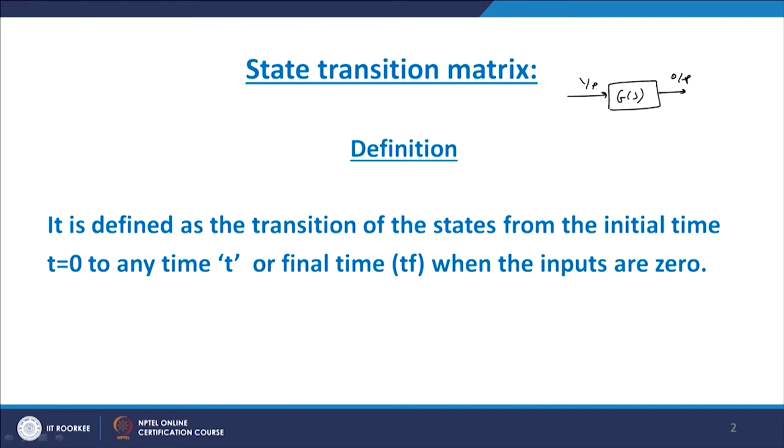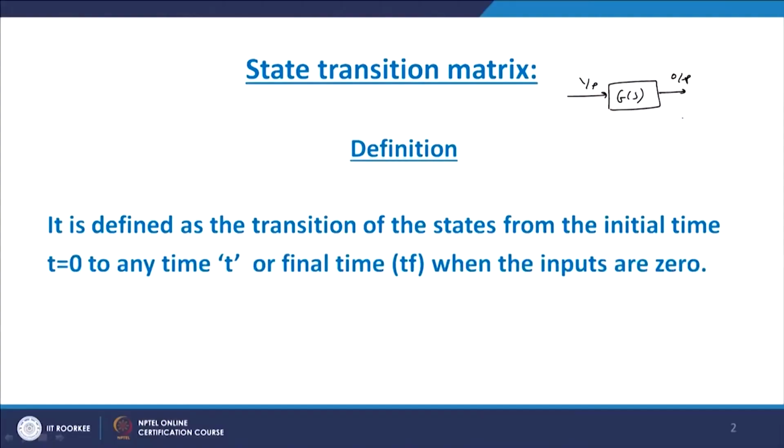So, input is applied at t equals to 0 and we are expecting the output at a certain time interval, say at t equals to 10 seconds. Now, this is a step input and now this is the output. So, here we have got the output at t equals to 10 seconds.